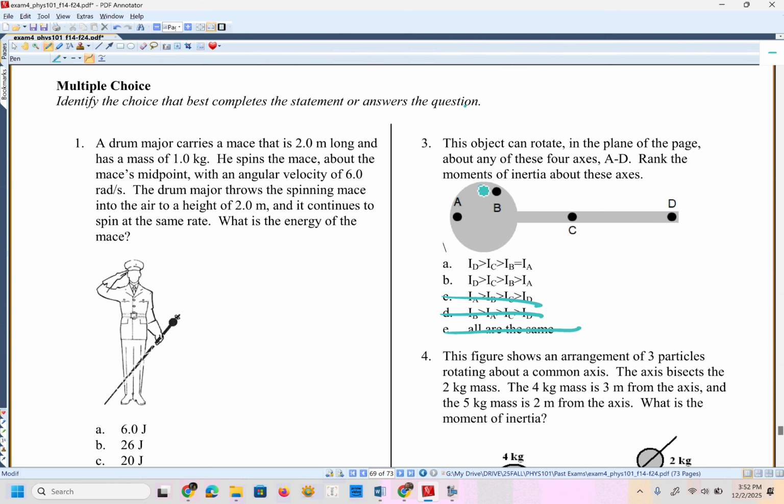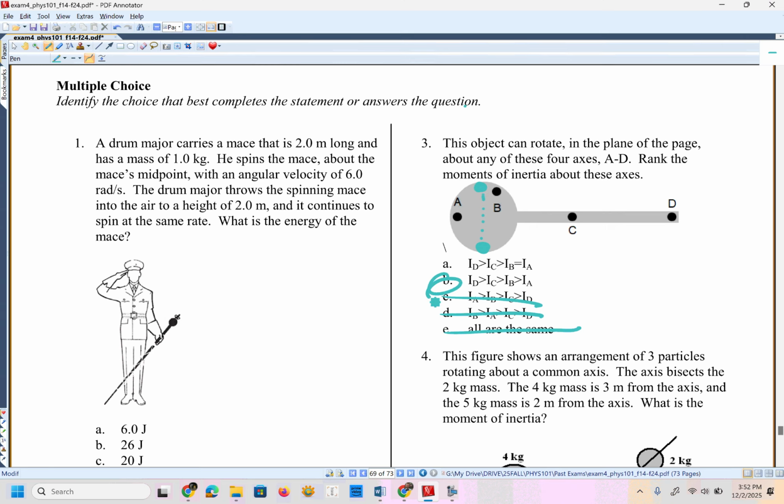Those 2 points would be here and here, or any range of points that are symmetrical along that axis. If it rotated about this axis or about that axis, that would have the same moments of inertia because of the way the mass is distributed, but these 2 points do not, so it has to be B. And at that point, it doesn't really matter if IB is bigger or smaller than IA. You don't need to worry about that because you've eliminated all the other options. All right, so B is the right answer.